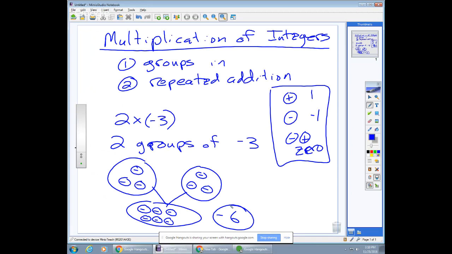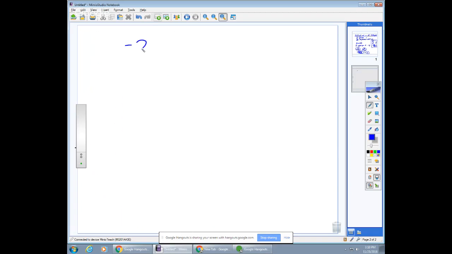Trouble comes when we try to do something like negative 2 times negative 3. How do I interpret that negative right there? I can write negative 2 groups of negative 3, but I don't know what it means to have negative 2 groups. I know what it means to have 2 groups. So this is trouble. How do we interpret that?